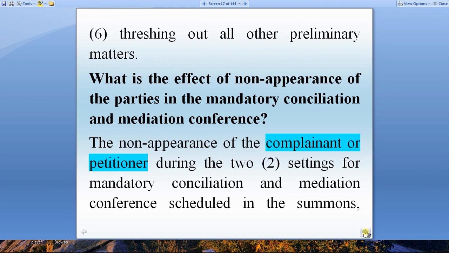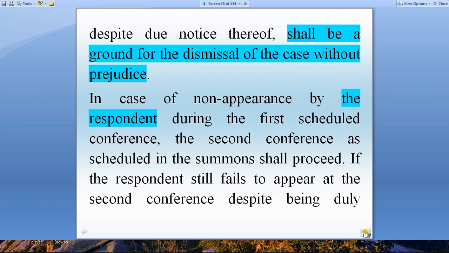Now, what is the effect of non-appearance of the parties in the mandatory conciliation and mediation conference? So, paano ba pag hindi umappear ang mga parties sa mediation and conciliation? Ganito lang yon. The complainant or petitioner, ang naghabla, during the 2 settings for mandatory conciliation and mediation conference scheduled in the summons, di sila dumating sa loob ng 2 beses. Despite due notice, there shall be a ground for the dismissal of the case without prejudice. So, mari-dismiss ang case. Now, in the non-appearance naman ni respondent during the first scheduled conference, the second conference scheduled in the summons shall proceed. So, tutuloy ang ikalawang conference.